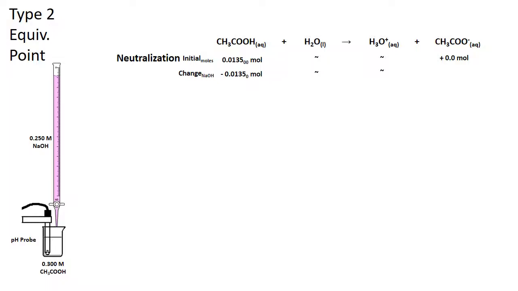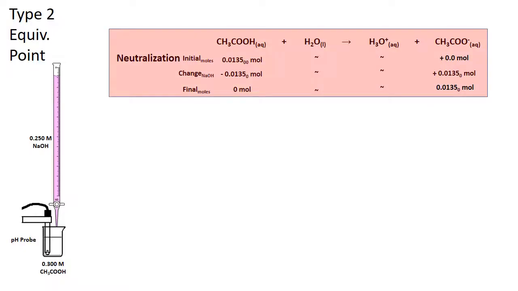Now, this will in turn generate the same number of moles of acetate ions on the right-hand side. Everything is a 1-to-1-to-1 relationship. And then we can calculate the number of final moles that we have. Of course, at this equivalence point, all of the moles of acetic acid have been neutralized because we've been careful to add just the right number of moles of sodium hydroxide. But then we will have 0.01350 moles of acetate ions left on the right-hand side.